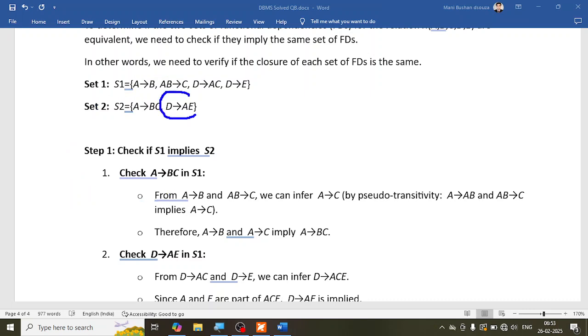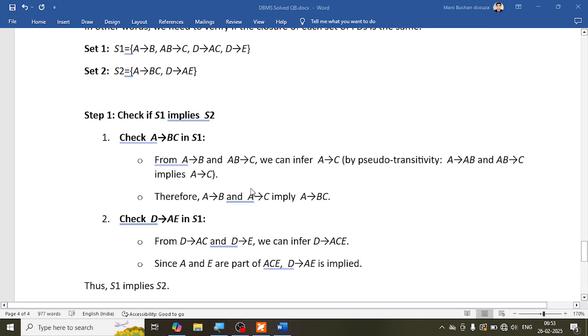So let's see whether the remaining dependency can be derived using the set which is available here. Let's start with that. So what is given over here? Let's start with this one. D derives AC.